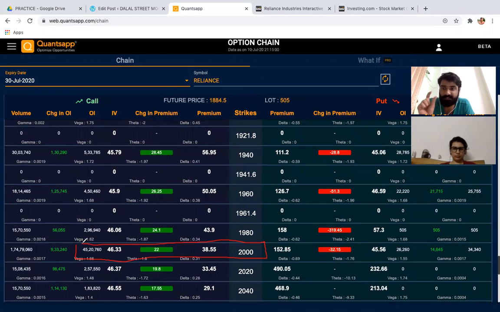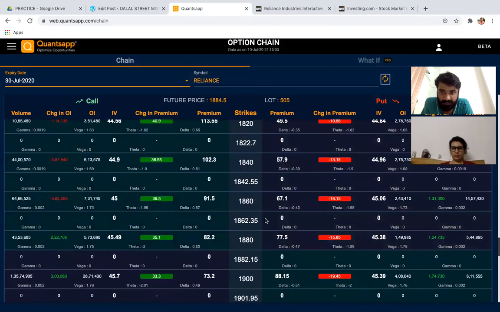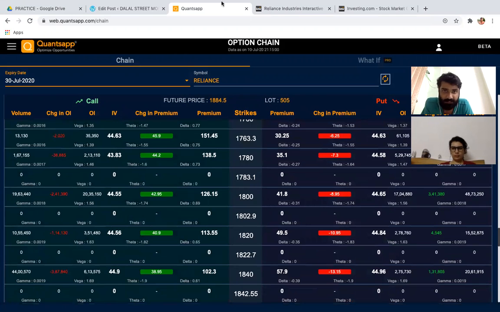And mind you, Reliance Industries is currently at 1878. So there's some gas left for this stock to move up. That is 120 points. All right, 120 points is roughly 6-7% in terms of a movement. And if you look at the put side, the highest open interest is currently at 1800, which is 17 lakh shares.